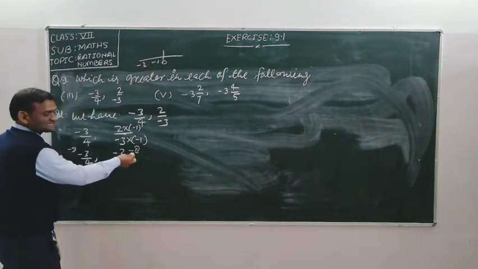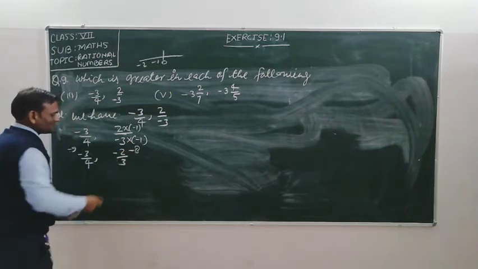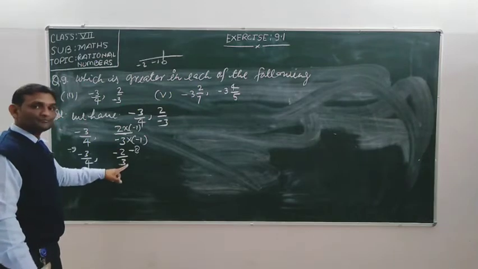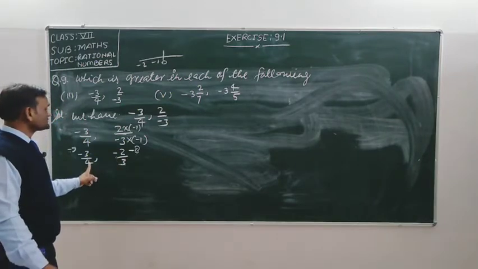So minus 8 is small, minus 8 is greater, and multiplying minus 8 in this fraction, this fraction is greater and this is smaller.